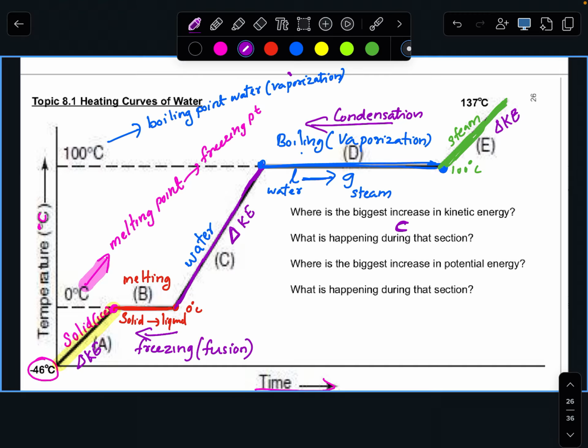Why is that line longer? A is shorter, and for the last one we don't have the complete graph. Why is line C longer? Why is water taking longer to reach the boiling point? We already learned the reason. Because of the high specific heat of water. Very good. So go ahead and write because of high specific heat.